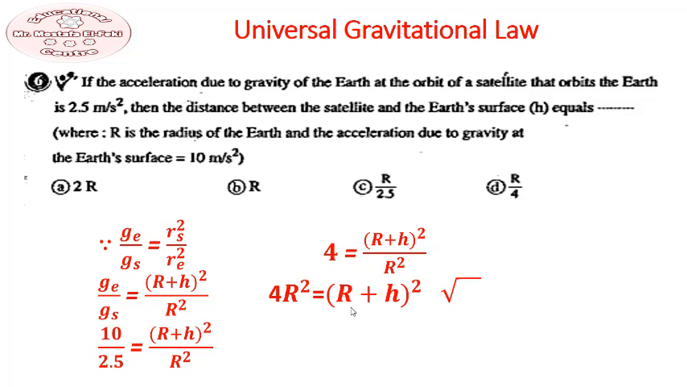4r to the power of 2 equals (r plus h) all to the power of 2. Let's take the square root of the two sides. Then 2r equals r plus h, then h equals r.